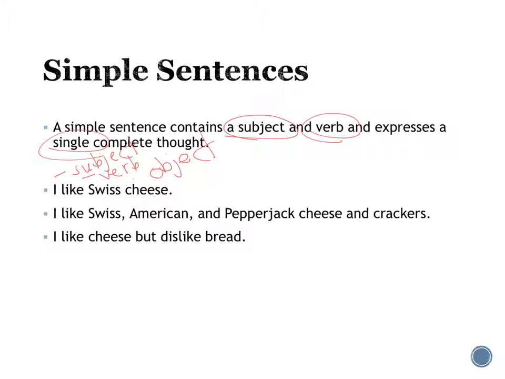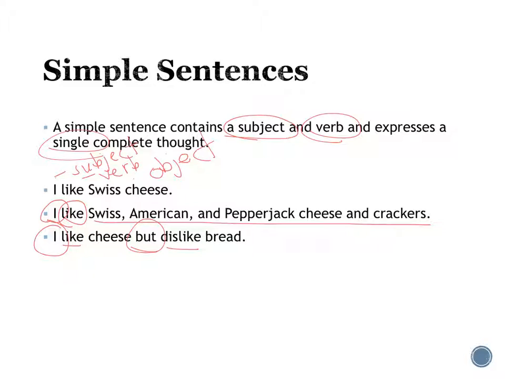Now, you can have more than one object in a simple sentence. So in the second example, we still have one subject, I, we have one verb, like, but then we have a list of objects. Still a simple sentence because there's only one subject. In this final example, we do make things a little bit trickier. I've got a single subject, I, but I actually have 2 verbs. I have like and dislike, and it's glued together with a fanboy, but.